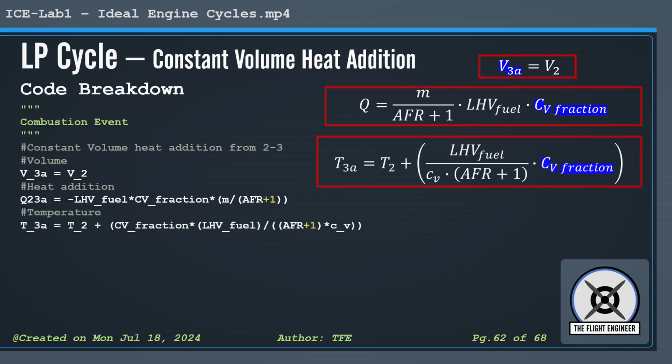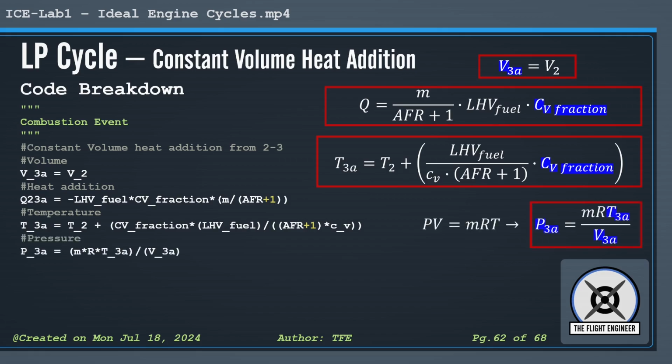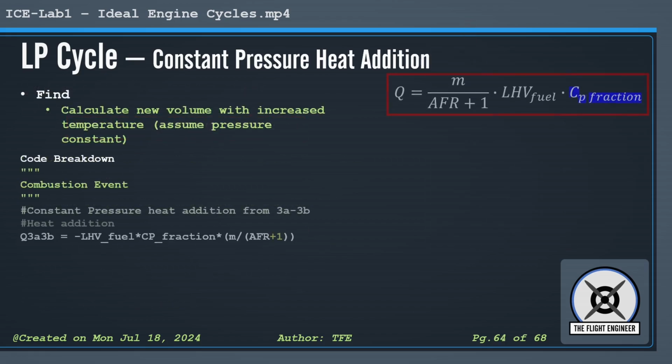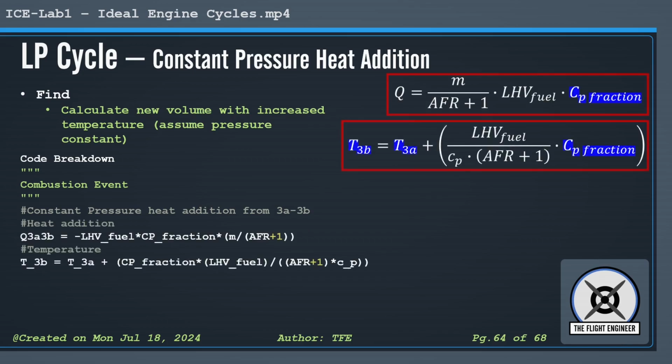For temperature rise, the story is similar. We just include the CV fraction in the heat term when calculating the temperature at 3A. Finally, calculating the new pressure at constant volume is again the ideal gas law. The only difference here is we exchange P3 for P3 alpha. Now we move on to the constant pressure section of the combustion event. This will work very similarly to the constant pressure heat addition from the diesel cycle, but now we use the CP fraction. Once again, we're running the heat added and temperature rise formulas exactly the same as before, but now with the addition of the constant pressure fraction.